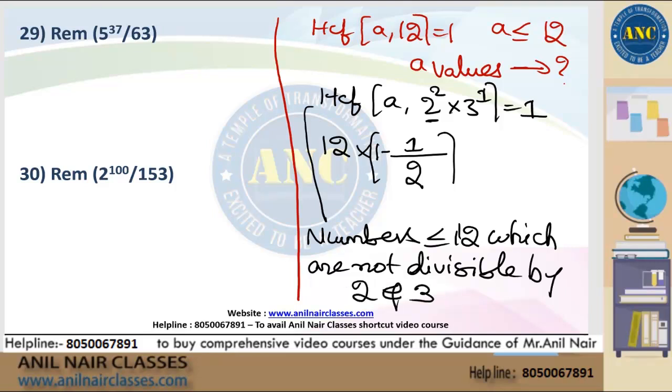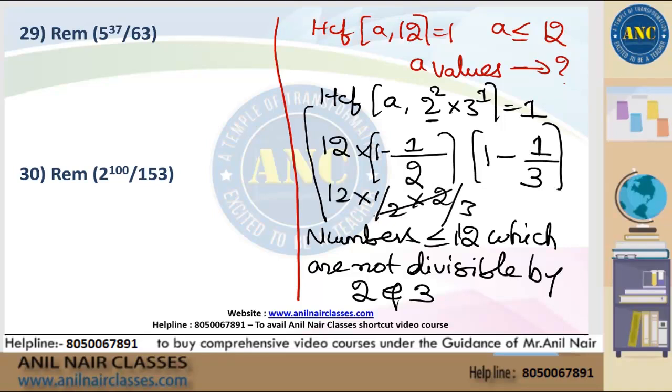Why not divisible by 2 and 3? If a is divisible by 2 or 3, then HCF cannot be 1. So out of two numbers, one number is divisible by 2, the remaining are not. If I take every three numbers, 3, 4, 5: 3 is divisible by 3. 8, 9, 10: 9 is divisible by 3. 12, 13, 14: 12 is divisible by 3. Out of three numbers, one number is divisible by 3. How many are not divisible by 3? 1 minus 1 by 3. So it is 12 into 1 by 2 into 2 by 3. 3 fours are 12. That is how we got the answer 4.